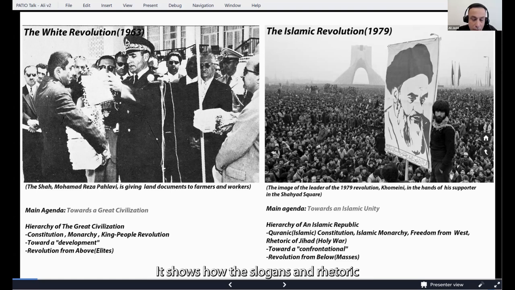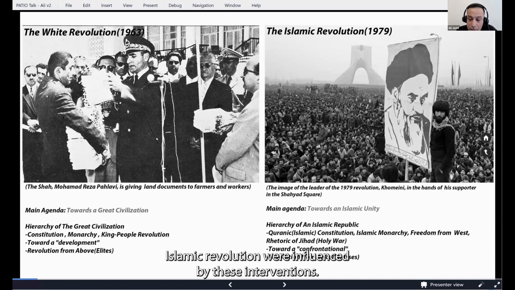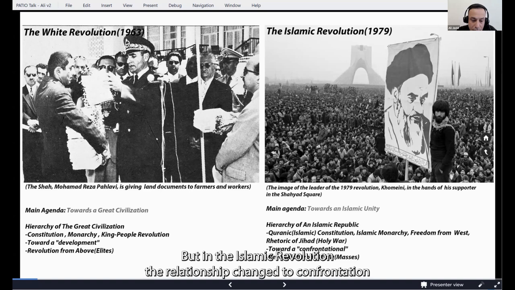It shows how the slogans and rhetoric of each revolution, I mean the 1963 White Revolution and the 1979 Islamic Revolution, were influenced by these interventions. For example, look at the relationship with the West in the two revolutions. In the White Revolution, the relation moved towards development and progress with the West. But in the Islamic Revolution, the relationship changed to confrontation and resistance against the West.